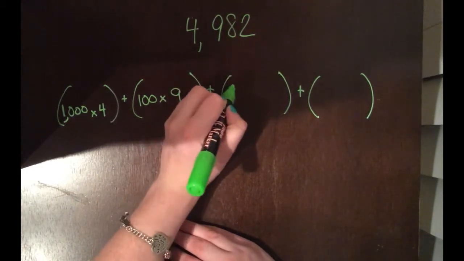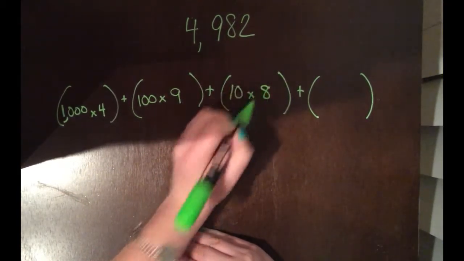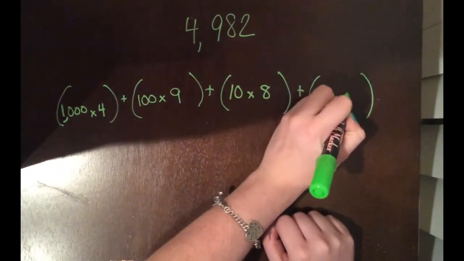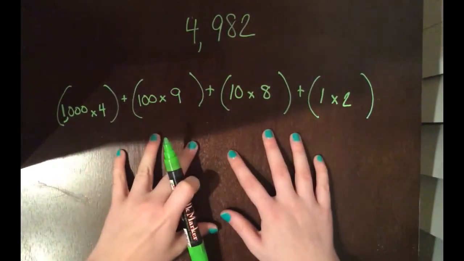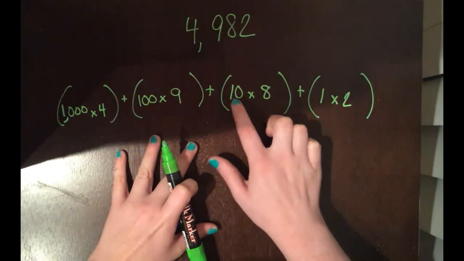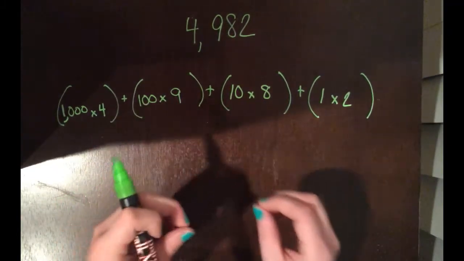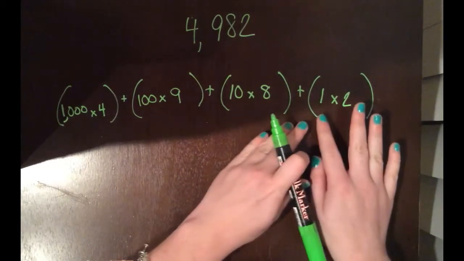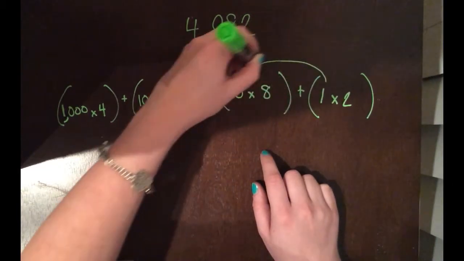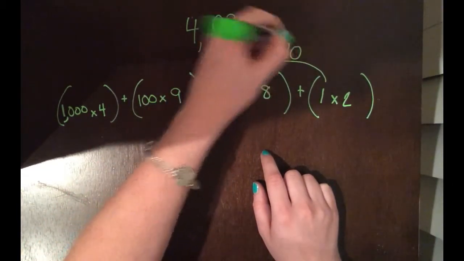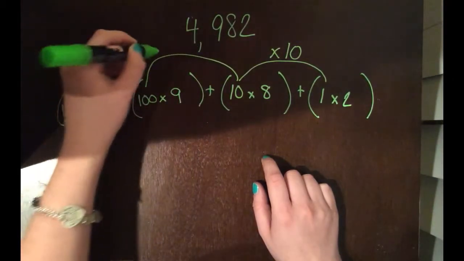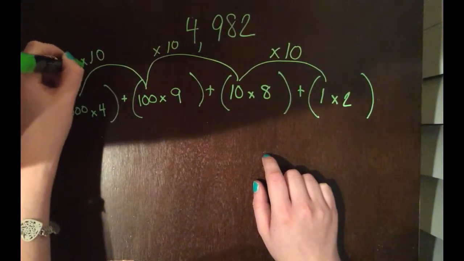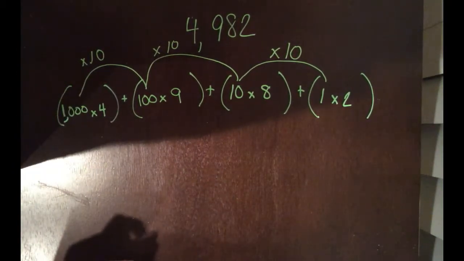Now I'm in the tens place. So I'm going to do 10 times 8. Okay, and then I'm going to move to the ones place. So I have 1 times 2. Okay, now the point of this is to represent how 1 goes to 10, 10 goes to 100, and 100 goes to 1,000. The rule is that I am multiplying my place value, not the digit, but my place value by 10. So from here to here is times 10. And from here to here is times 10. And the same thing goes from here to here times 10, as well as to the 10,000s and the 100,000s.